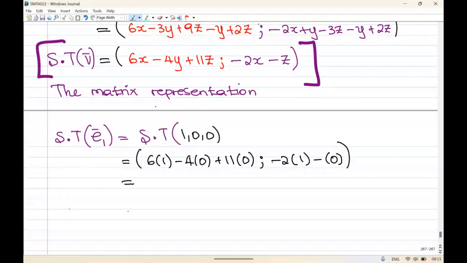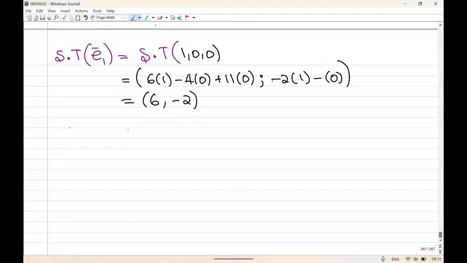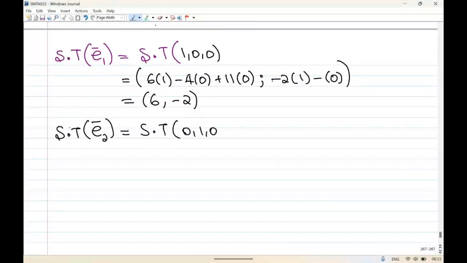Yes. Then when you add these things, you will end up having 6 and minus 2. Is it fine, colleagues? Yes, sir. Let's check the product of this for E2. On the E2, you have S of this T. The product of this, the E2, is 1, 0.